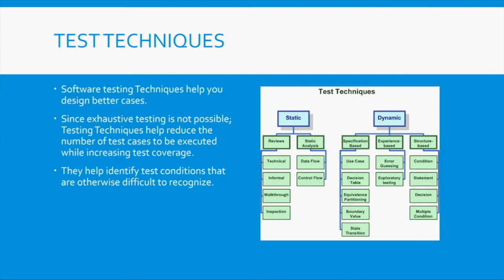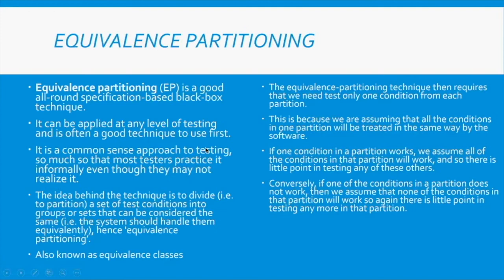In terms of specification-based, you can see we have use cases, decision table, equivalence partitioning, boundary value analysis, and state transition. In experience-based, you can use error guessing and exploratory testing, and also structure-based testing. For today, as I said, we're going to focus on dynamic testing. I would be focusing on two, which are equivalence partitioning and boundary value analysis. I think every tester should know these two techniques very well, to be honest. So I'll focus on that even this evening, so then we can continue.